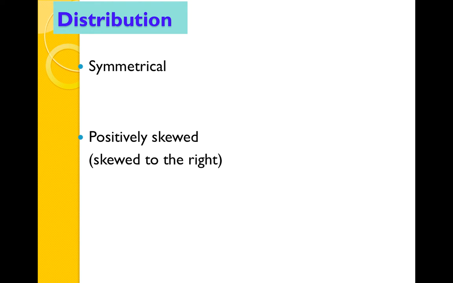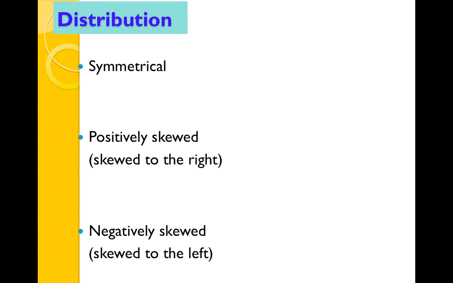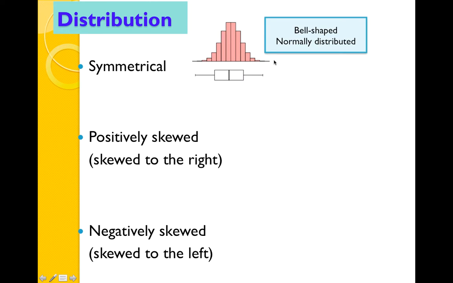When we look at distribution, a graph can either be symmetrical or positively skewed or negatively skewed. A symmetrical graph looks similar to this. Here we can see a symmetrical histogram as well as a box and whisker plot. A graph shaped like this is also called bell-shaped or normally distributed.